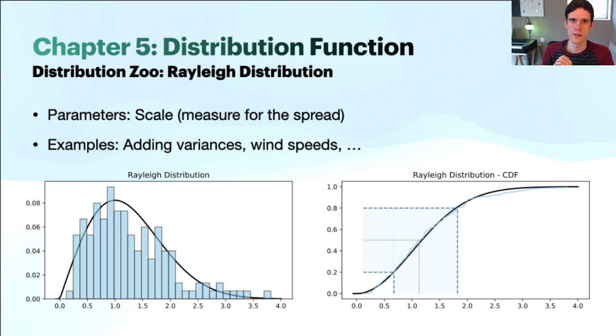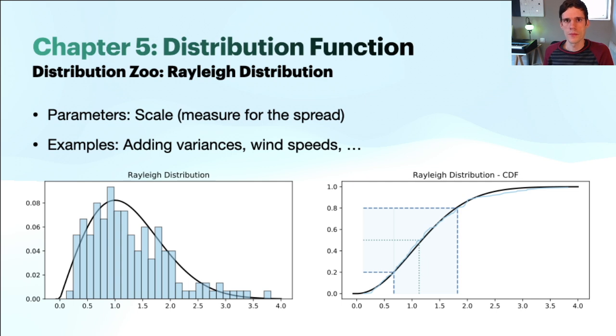what you might want to do is to add up all of these variances. In this way, you're adding up squared numbers, because the variance is the square number of the standard deviation. In this example, where you have the sum of squared numbers, for which these numbers are random variables, is described by the Rayleigh distribution.